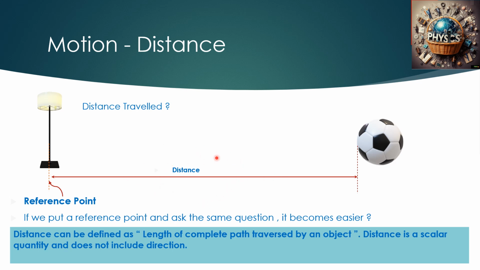So we don't say that the ball has moved towards east or west or northeast or so on. But we can simply say the ball has moved a distance of 5 meters, 10 meters, 5 centimeters, 5 kilometers, and so on, which simply says that it is a scalar quantity and it talks about the magnitude a body has traveled.